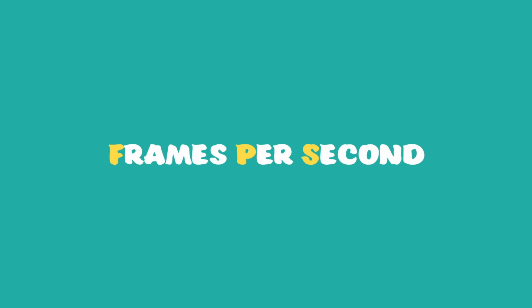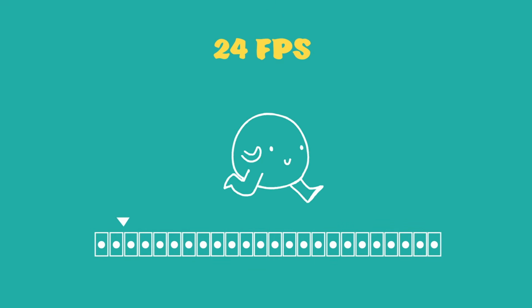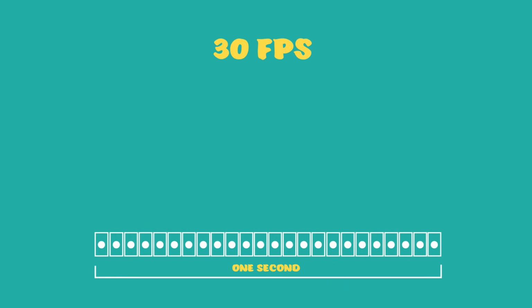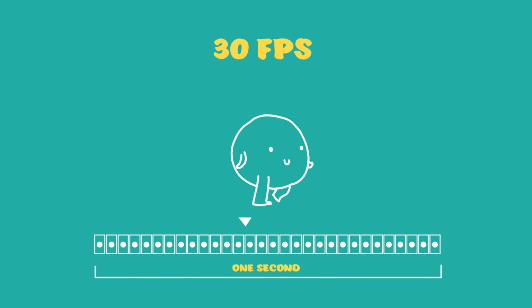Frames per second, or FPS, means how fast or how many images are shown to you in 1 second. So for example, 24 FPS, or frames per second, means 24 drawings are being shown to you in 1 second. 30 FPS would mean 30 drawings are being shown to you in 1 second.